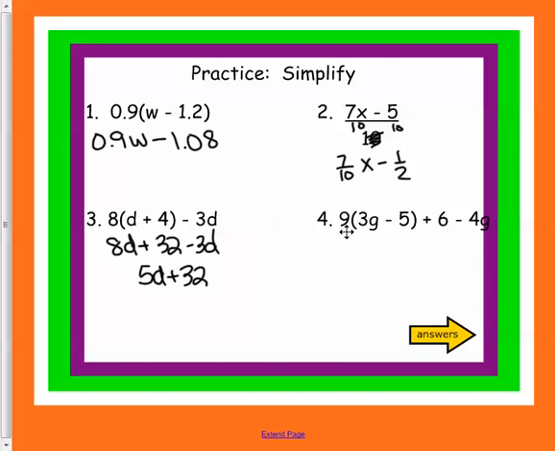On this one, you're multiplying, you get 27g minus 45, and you're adding 6, but taking away 4g, so you get 23g, and that's minus 39.